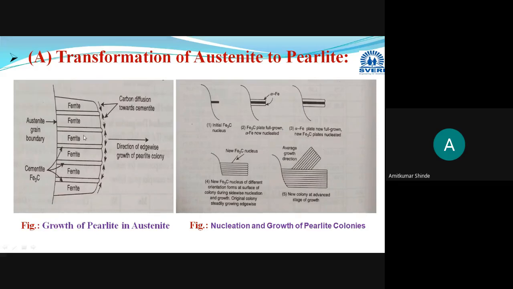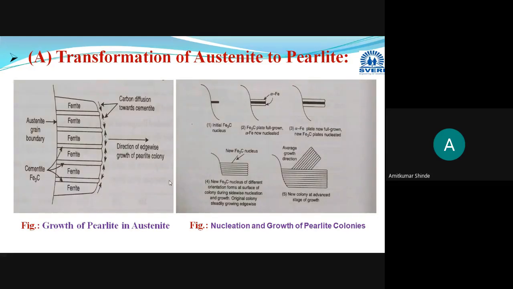But how is it formed? It will start in different stages, as shown in the diagram. These five stages are there. All these diagrams I have collected from the V.D. Kodgire book. You can refer to that book for this. Now here, how this transformation, actually how the conversion of austenite into pearlite, will occur.